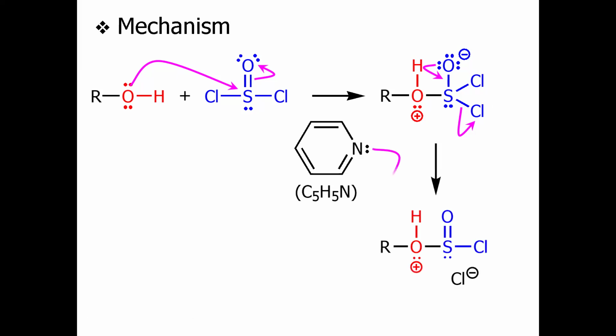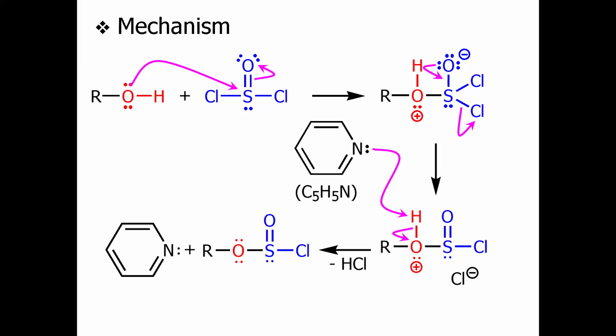Here, the base, which is the pyridine and also the solvent, will extract the proton to give, ultimately, this proton, which is captured by the chloride ion to give this intermediate along with the removal of the HCl. Right?